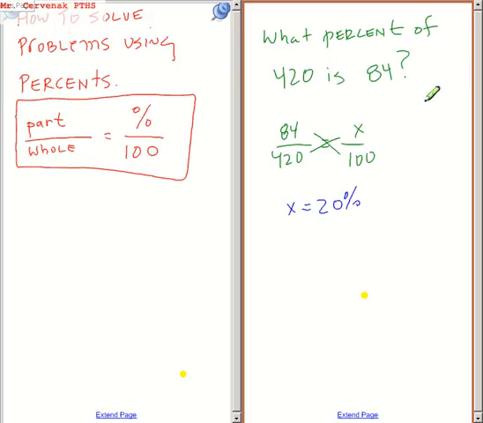What percent of 420 is 84? Set it up the same way. Cross multiply and divide. X equals 20%. 84 is 20% of 420.